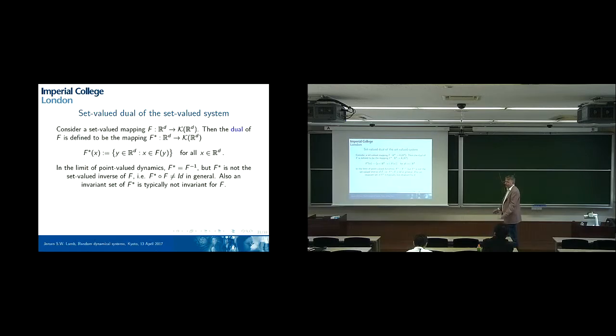But it turns out that there's something else, which is not an F invariant set, but a so-called F star invariant set. Let me define what this is. This F star for the set valued system somehow takes on the role of the inverse. But it's not the inverse, though we'll see that it is related to the inverse in a reasonable way. So take some set valued mapping F, and we call the dual F star, and it's such that F star of x is all points y such that x is in the image of y under F.